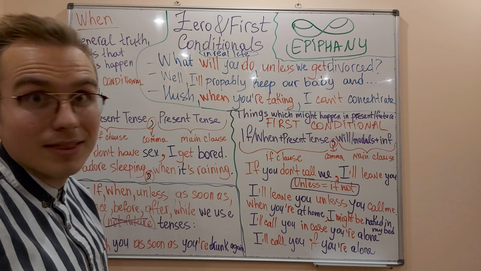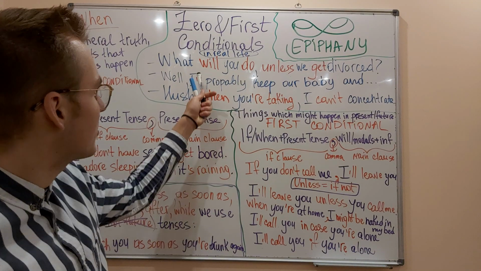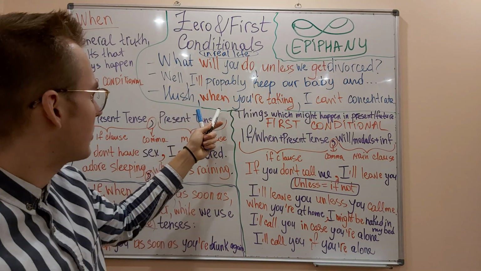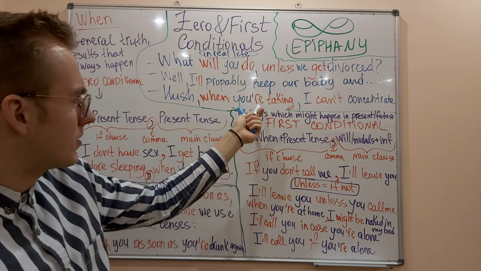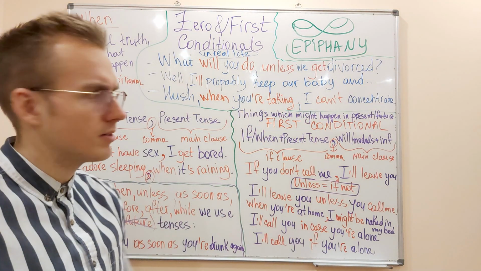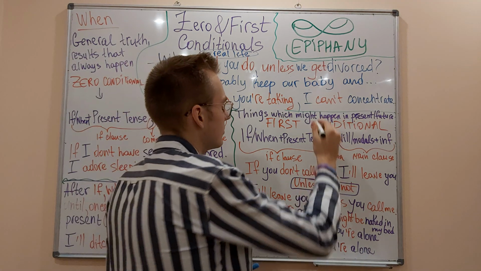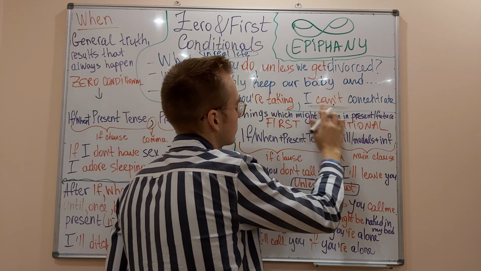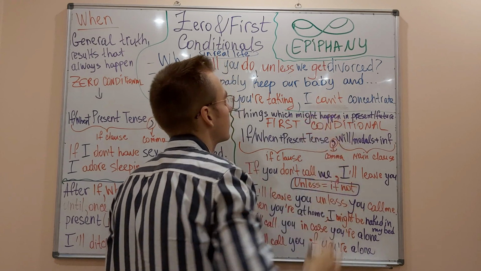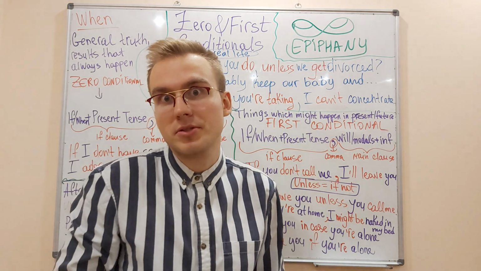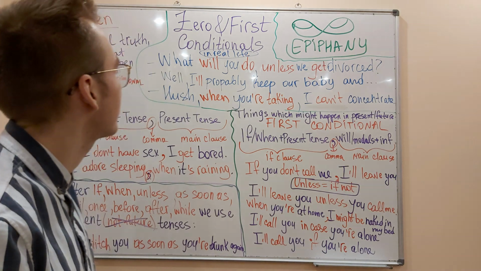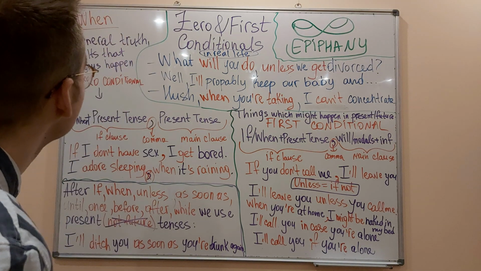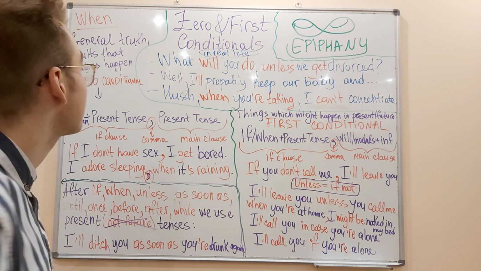But now let's try to understand why here we use future simple, unless, present simple, when, present continuous, and can't. Why do we use can't? Can't in British, can't in American. So let's look and understand.